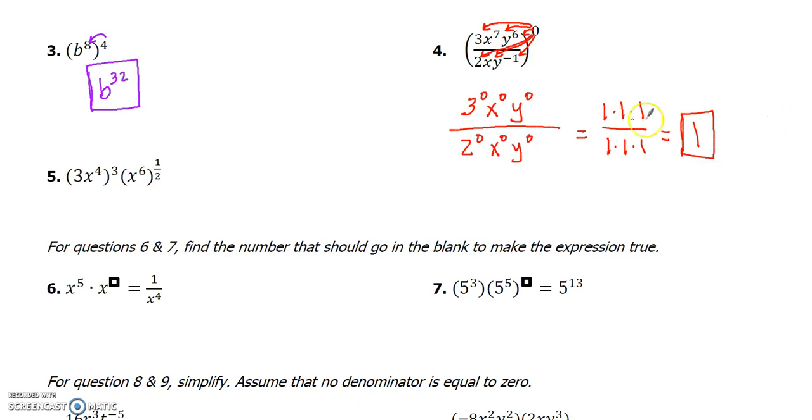Okay, number 5. Again, I need to distribute the exponent first, so that means I'm going to have 3 to the 3rd power, x to the 4 times 3, which is 12. In the second one, I'll distribute, and I'll have x to the 6 times 1/2, which is just 3. So the 3 to the 3rd power, I can multiply out, which is 27. X to the 12th times x to the 3rd, remember we're adding our exponents, so 3 plus 12 would be 15. And here would be my final answer for number 5.